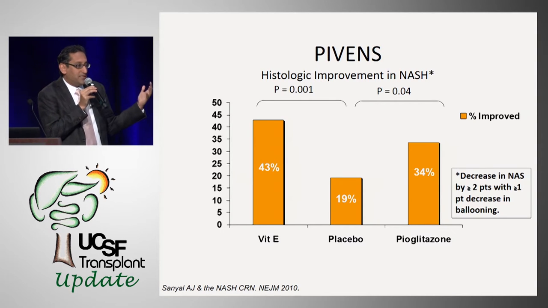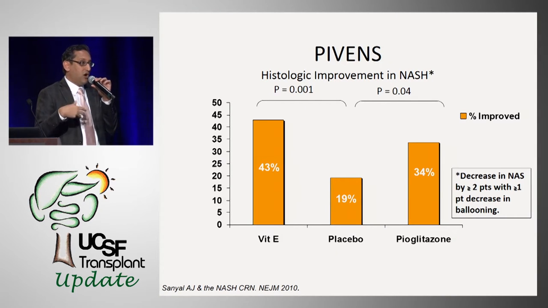The problem was that the primary outcome required a decrease of 1 point in ballooning. But when the central pathologists looked back at the studies, there were more patients in the pioglitazone arm who did not have ballooning on the initial biopsy. So they could not reach the clinical outcome.